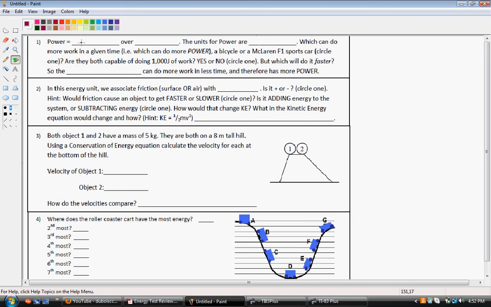Number 1, power. Power is equal to work over time. So if you were to write the equation for power, it'd be W over T. And the units for power are watts.